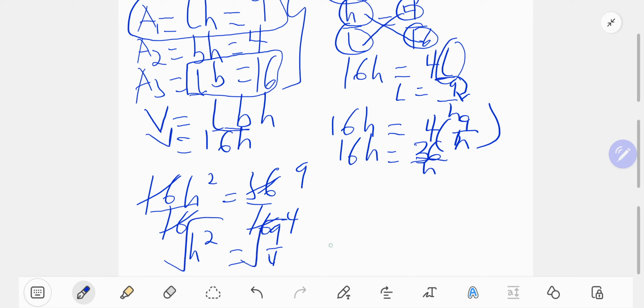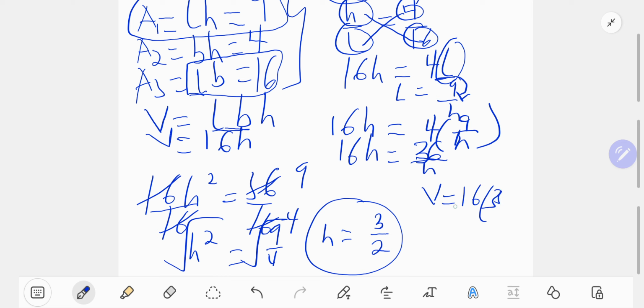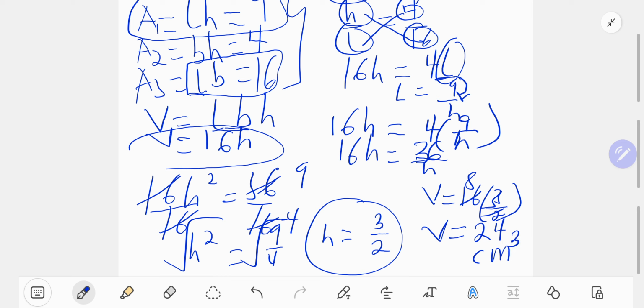Find the square root on both sides. H is going to give us 3 on 2. Right, this is our value of H. Now the square root of 9 over 4 is 3 on 2. So replacing H with 3 on 2, that's from here, we get this. 2 goes into 16 8 times. We're going to get 8 times 3, which is 24 cm cubed.